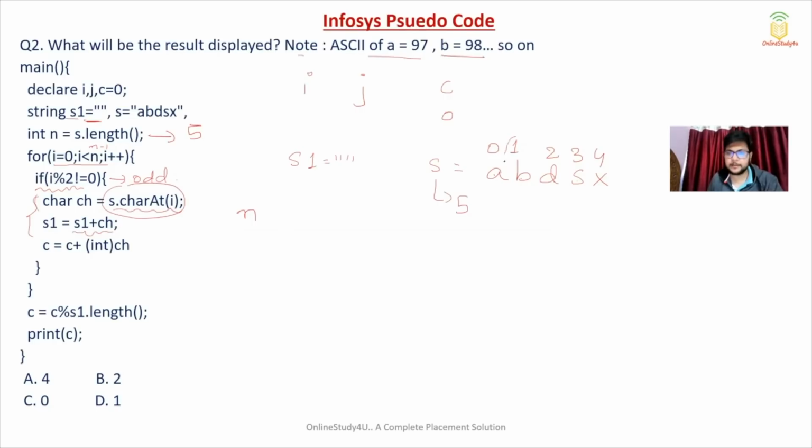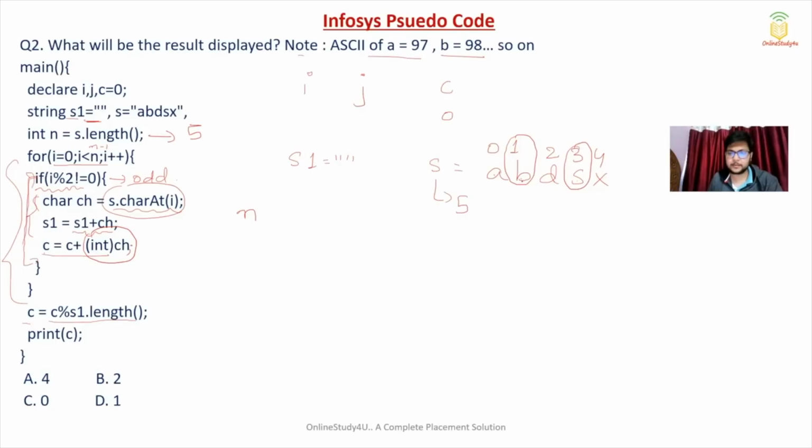So basically in this case and in this case. Then I do c is equal to c plus ASCII of ch. In C, I add the ASCII of the character which is at an odd position. And then I simply do C is equal to C mod S1 dot length. Let's first do this loop. In this loop, when we come inside the if, there are these 2 operations, and we come inside this if only when the index is odd.